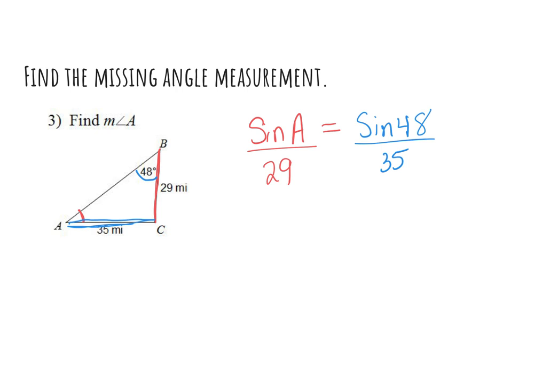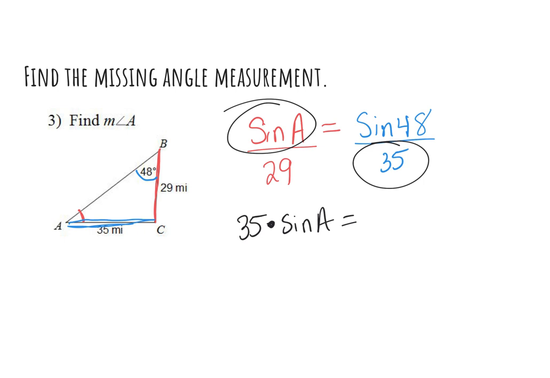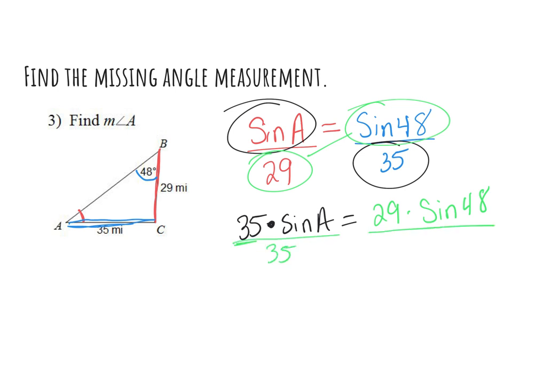And again, I'm going to cross multiply. So sine of A times 35 equals 29 times sine of 48. And I actually want to get the variable A by itself. So first I need to get rid of this 35. So I'm just going to divide everything by 35. And what you do on the one side, you do on the other. So sine of A stays by itself.